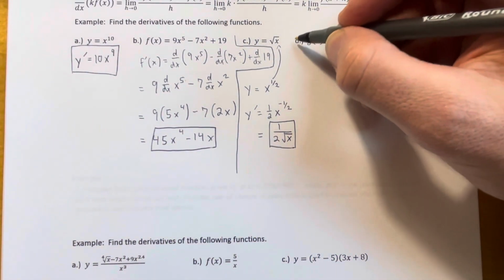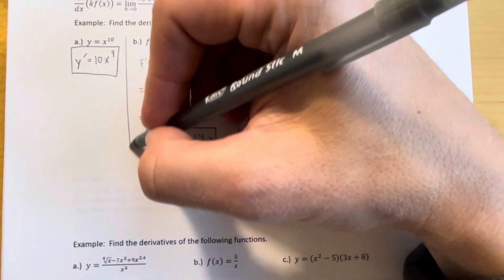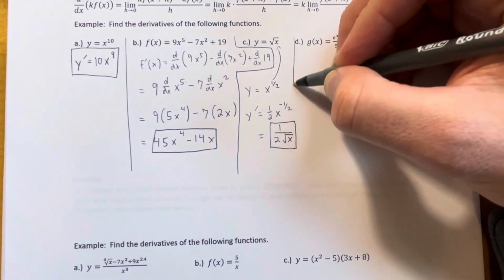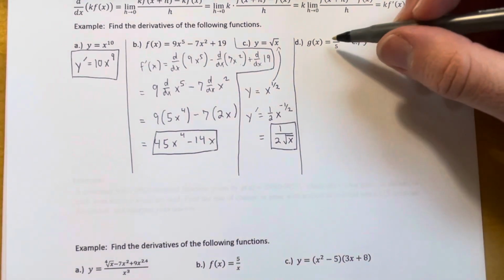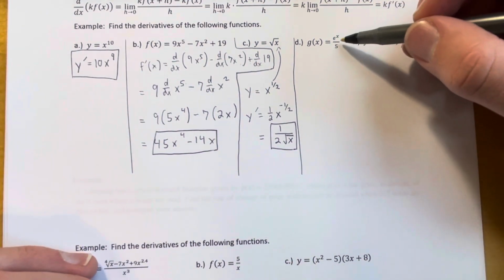Okay? All right, since I already did this once, I'm going to go like this, just to keep things separate. Next one, g of x equals e to the x over 5.